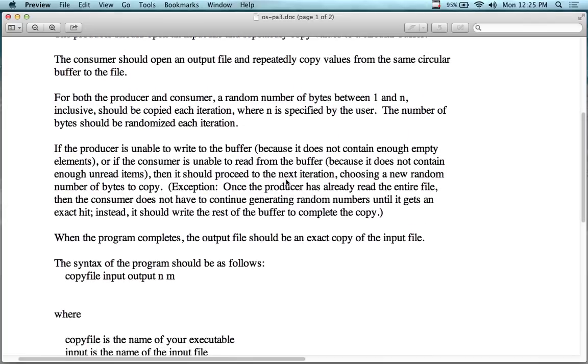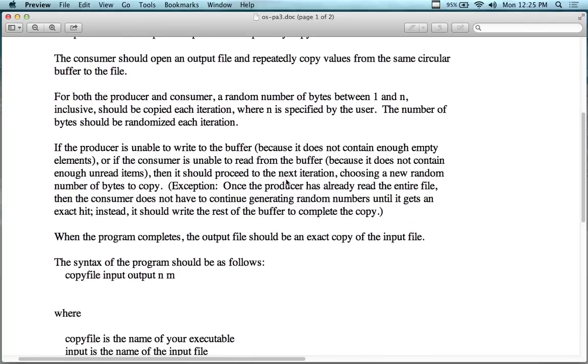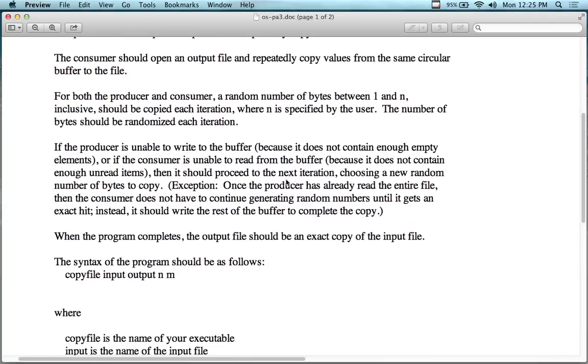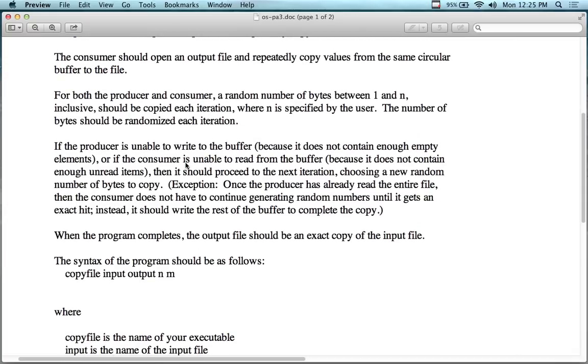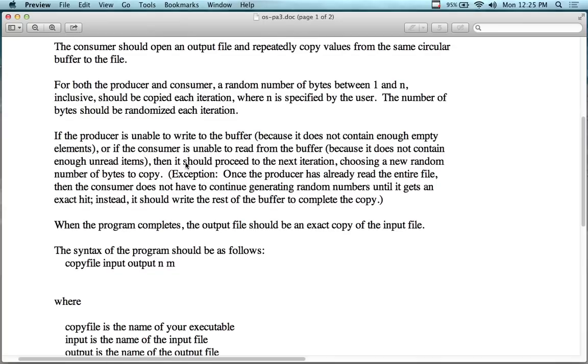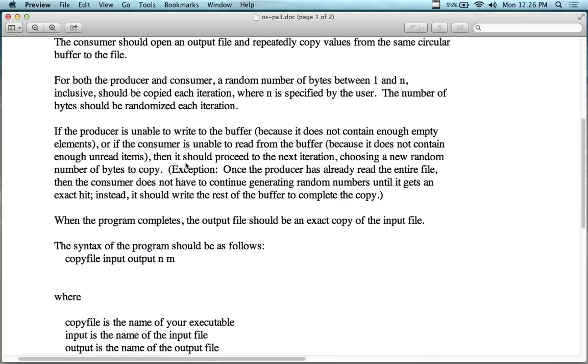If the producer is unable to write to the buffer because it does not contain enough empty elements or empty spaces, it doesn't have any room to write to it, then it needs to wait for the consumer to consume. So it should trigger the consumer to say, "Hey, consume it. I'm done writing." If the consumer is unable to read because there's nothing in there, because the producer hasn't produced, then it should proceed to the next iteration and let the producer produce something.